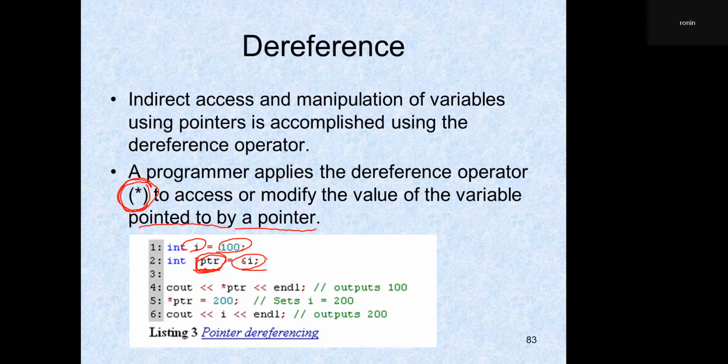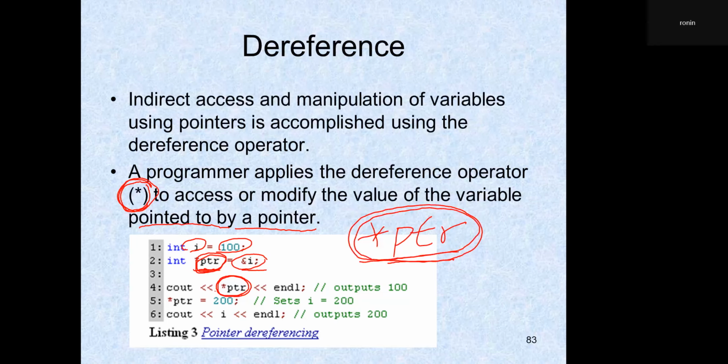Notice, asterisk ptr. Notice this syntax. ptr is the address. Asterisk ptr is the value stored at that address. So we should notice this operator. Asterisk ptr is the value stored in ptr. So this step outputs 100, because 100 is stored in this address.